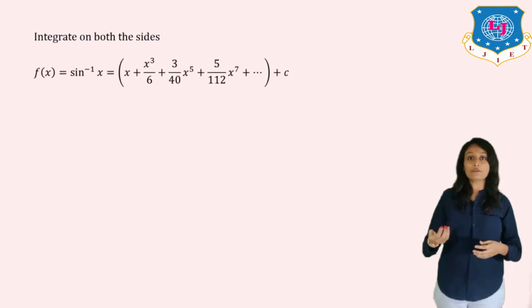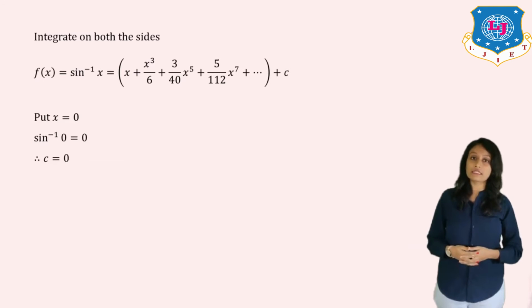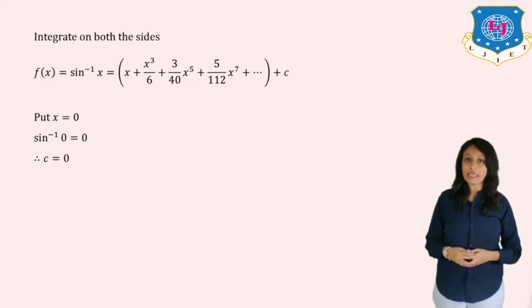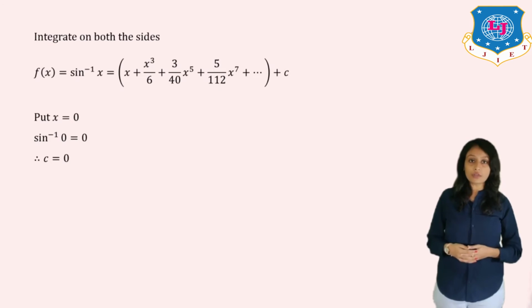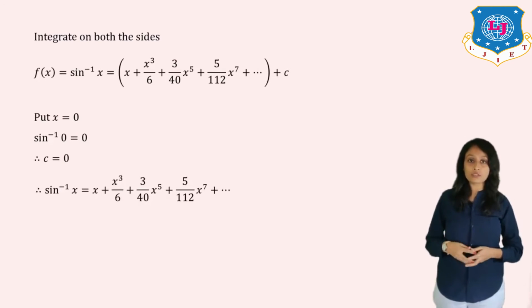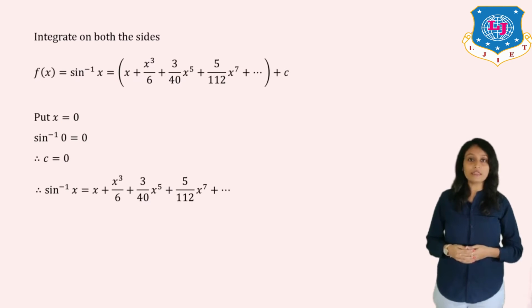Now we have to find the value of c. To find its value, we'll substitute x equal to 0 everywhere. On the left hand side we'll have sin inverse of 0, and on the right hand side, in place of x, everywhere you have to write 0. So all the terms will be 0, 0 plus c. And sin inverse 0 we know is 0. So the final answer will be c equal to 0. At last we have to substitute c equal to 0 in this formula. So we'll get the function f(x), that is sin inverse x equal to x plus x cube upon 6 plus 3 upon 40 x raised to 5 and so on.